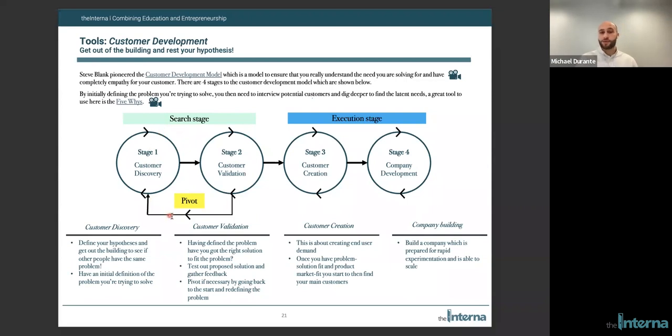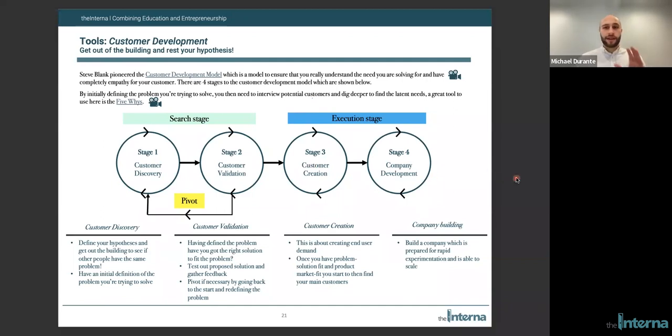The search stage is really where we're focusing now. Only once you've nailed the problem-solution fit do we move on to things like customer creation and company development. These are the further execution stages. Essentially we move from problem-solution fit through to product-market fit.